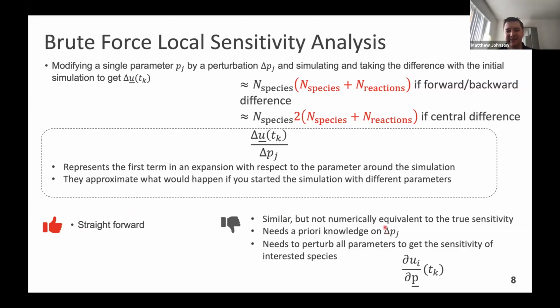However, this is not the numerical derivative of U with respect to P, so it's not exact numerically. And your choice of delta P is somewhat arbitrary. It also generally requires that we perturb every single parameter to get the sensitivity of our species of interest, so that's a whole lot of simulations. There are some people that really like this though, because it's a bigger perturbation, so you sample a little bit more globally the space of possible parameters, although it's a very limited sampling.